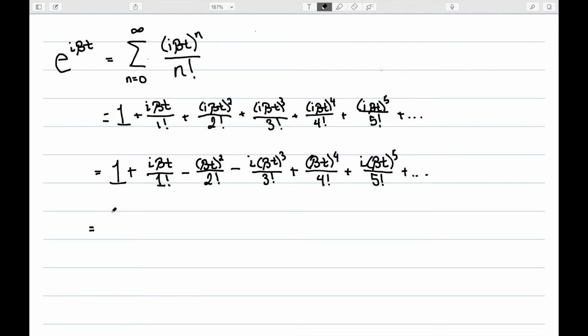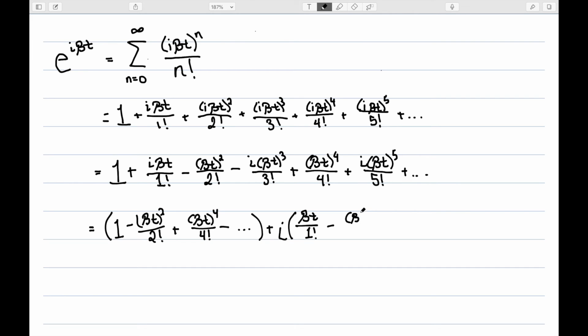The next thing I want to do is regroup. I want to consider all the things that don't have an i. So 1 minus beta t squared over 2 factorial plus beta t to the fourth over 4 factorial. And we can keep going. We'll have minus 6th power plus 8th power, etc. I'm then going to consider all the things that have an i. And I'm going to go ahead and factor out the i. So I have beta t over 1 factorial minus beta t cubed over 3 factorial plus beta t to the fifth over 5 factorial minus, and you can keep going like this.